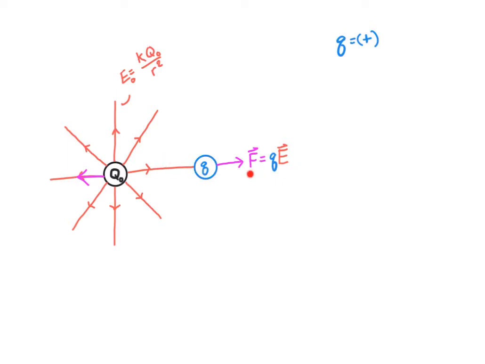But I don't have to change this equation to show that. If Q is negative, then there's a negative sign here, and F and E therefore have to be in opposite directions. So the electric field created by Q naught tells me what force Q naught will apply to any other charge that I bring near it.